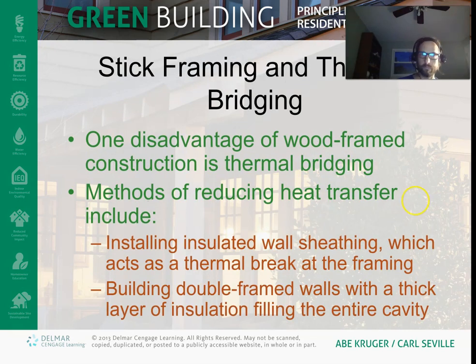Thermal bridging is really one of the main enemies of energy efficiency in your building. Wood is a terrible insulator. It's R1 per inch. The heat will travel pretty quickly through it relative to insulation. A thermal bridge is basically when you have a continuous bridge of a highly conductive material going from inside the house to the outside.